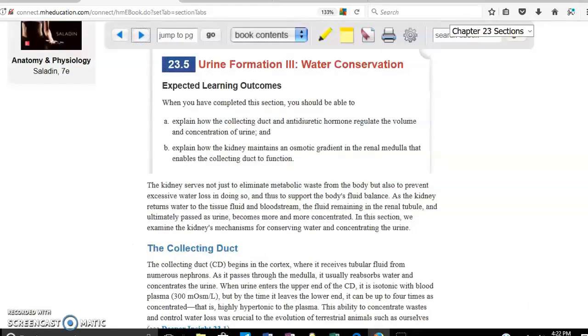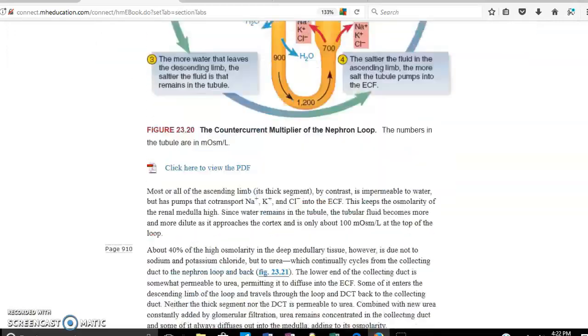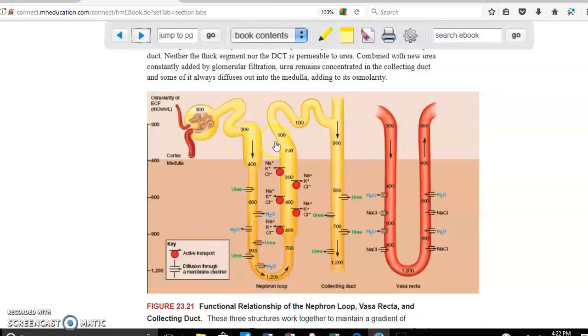So the next topic is water conservation, and this happens at the level of the collecting duct. Right there, the collecting duct, which is this one. The collecting duct is going to help you make your urine diluted or concentrated. How do you achieve that? Because the collecting duct is going to eliminate water, or it's going to keep the water in there in order to dilute your urine. How the collecting duct is going to achieve that? That's because of the loop of Henle. The loop of Henle is the main partner of the collecting duct for that purpose.